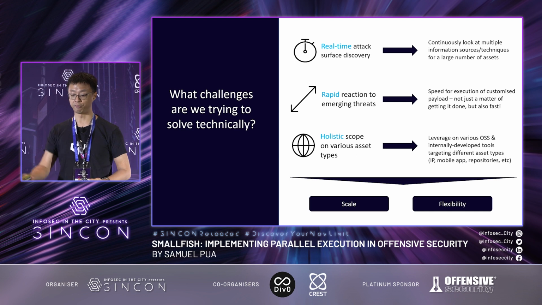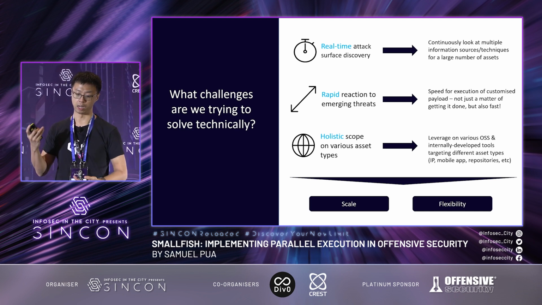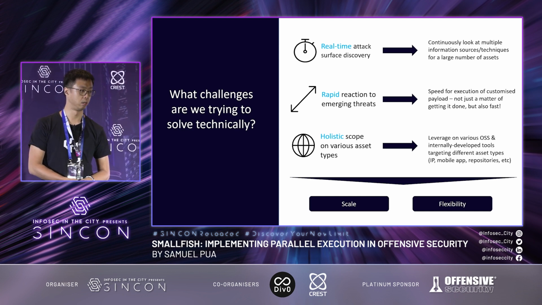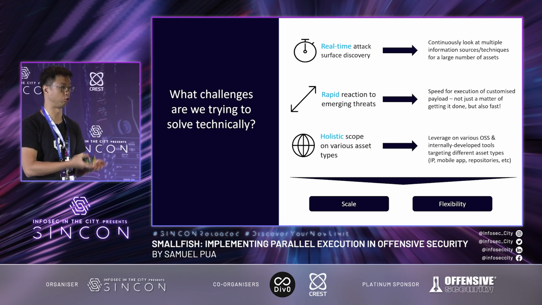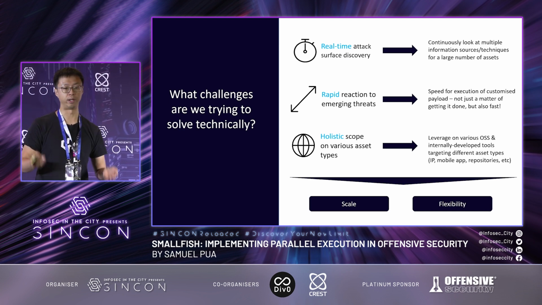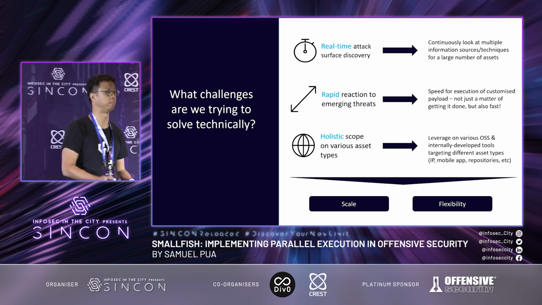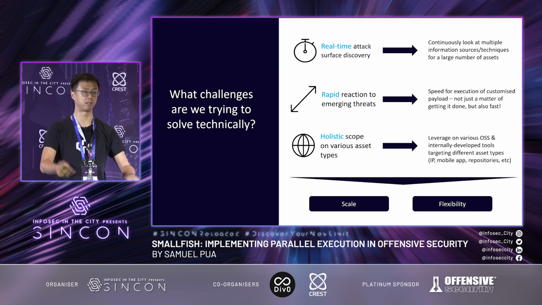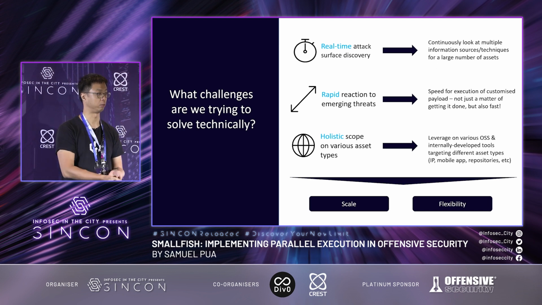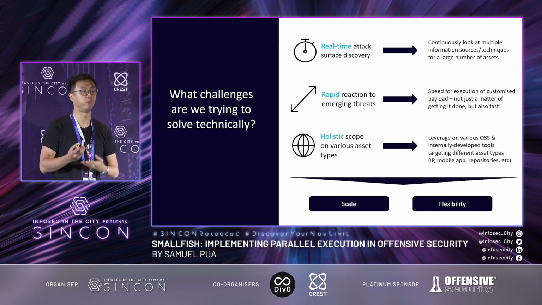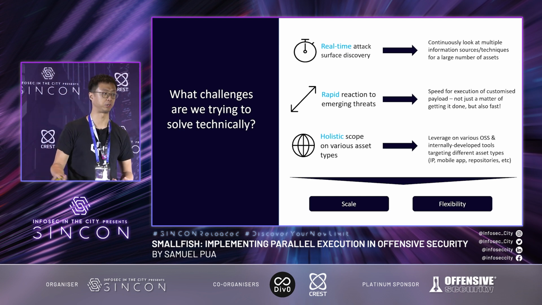Another requirement for us is we need to be able to have rapid reaction to emerging threats. For example, when Log4j drops, when there's Spring4Shell, when there is a BlueKeep that drops today, how confident are you to be able to use a single machine to cover your entire attack surface and to make sure that they are secure? It is unlikely that you are able to do that in a reasonable amount of time compared to the attackers that are also scanning your infrastructure whenever a vulnerability drops.